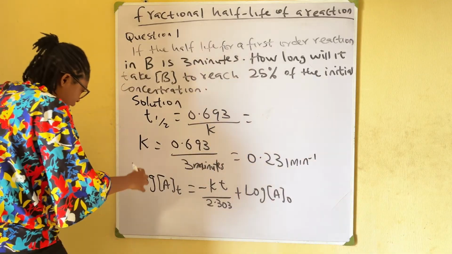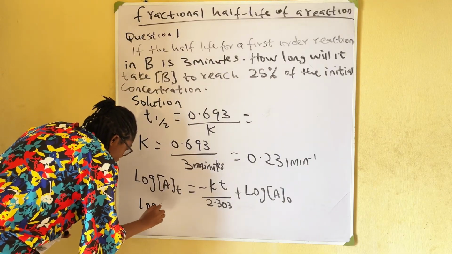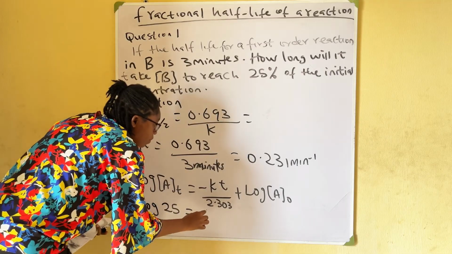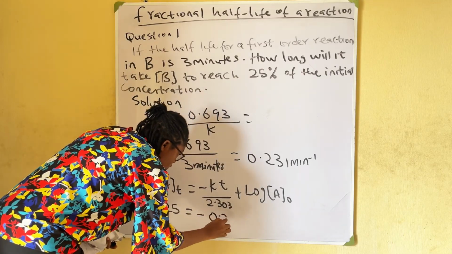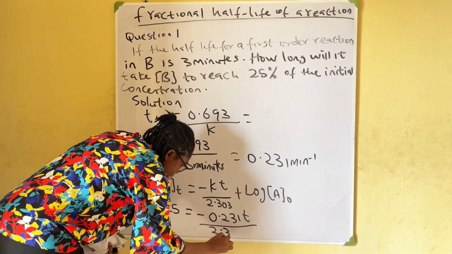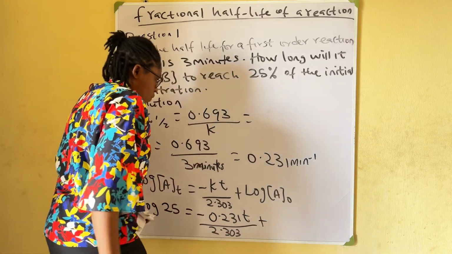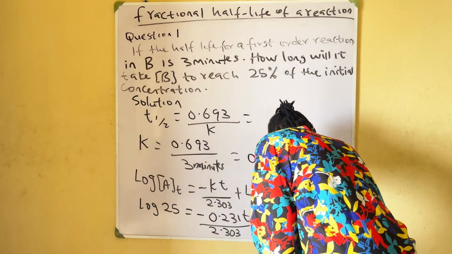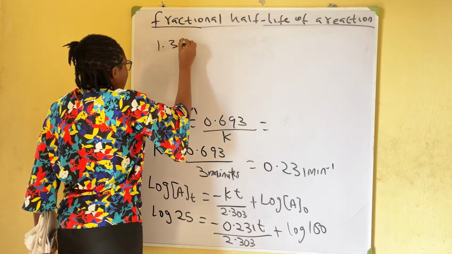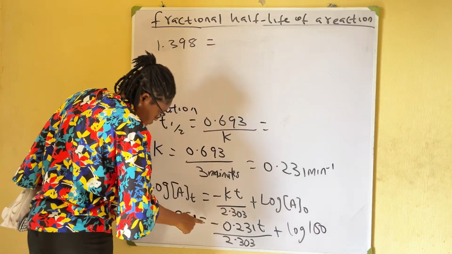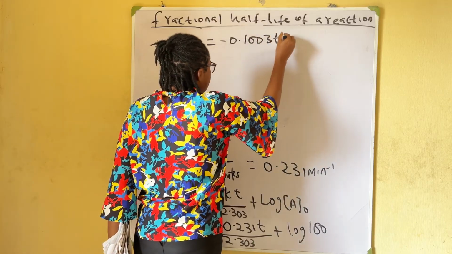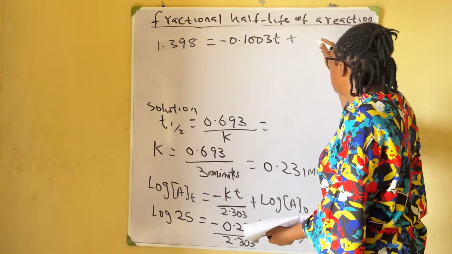So it's good to note all this, it is very important. Okay, so we're going to put in the formula. So log, the one at time is 25%, 25, minus what's K? So K is 0.231 times T all over 2.303 plus log 100. Log 25 is 1.398, is equals to, when you divide this, you have minus 0.1003 T plus log 100 is 2.